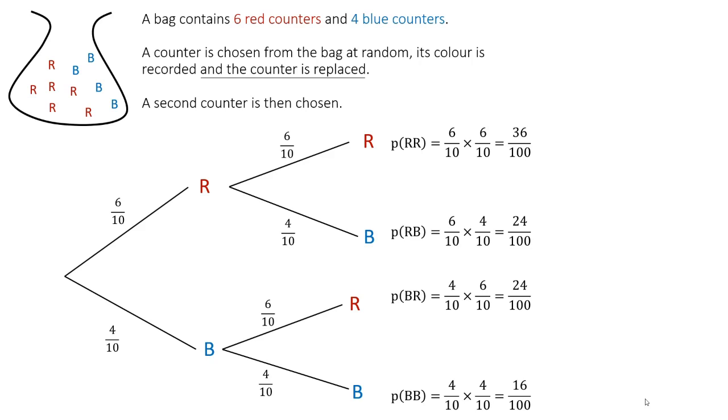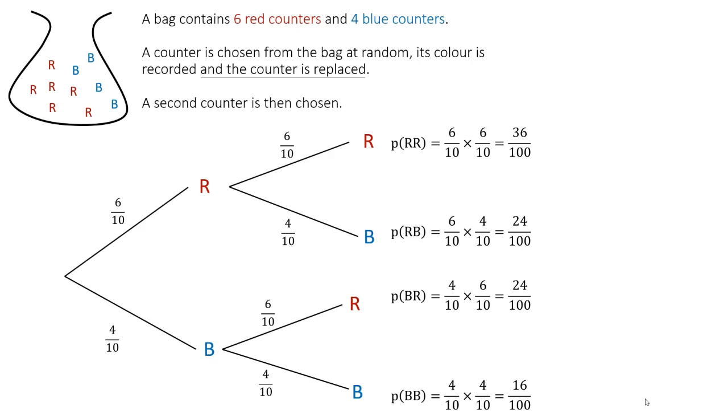Now that makes sense because these are the only 4 combinations: red red, red blue, blue red, blue blue, in different numbers, different likelihoods, different chances, but they are all of the options. So we should be getting 100 out of 100, i.e. 1. We are certain to get one of these 4 options.